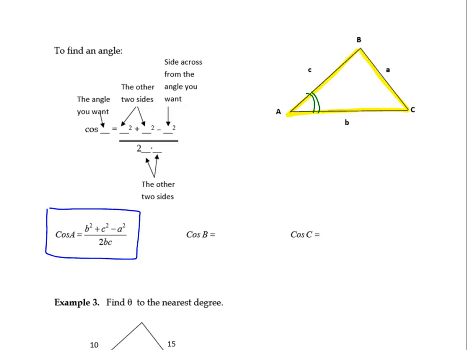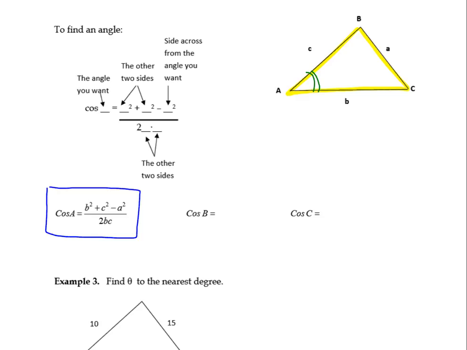The formula is set up so that when I say other two sides, if I'm looking for angle A, the other two sides would be sides C and B. If I was looking for angle B, the other two sides would be A and C. So not the one opposite to it. You're always going to be subtracting the side that's opposite of what you're looking for. So notice how in this one, cos of A is equal to B squared plus C squared, and I'm subtracting A squared. I'm subtracting the side that's opposite of what I'm looking for.